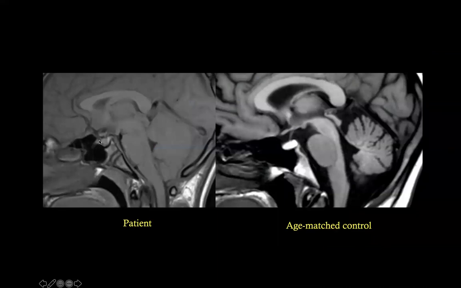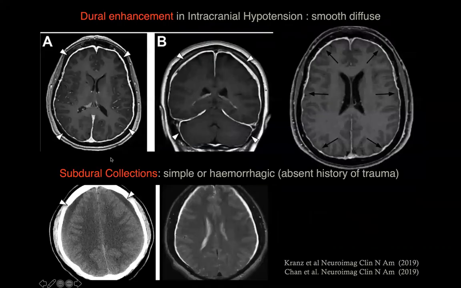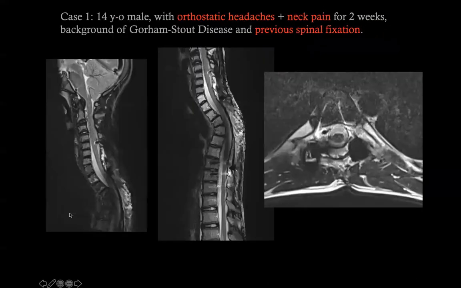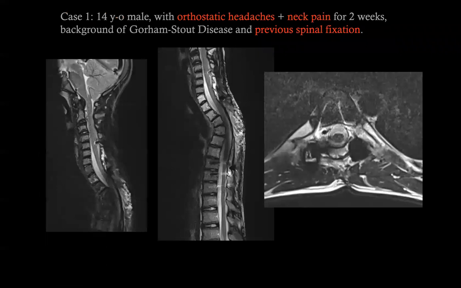So you can see the relatively bulky gland. What is missing is the contrast, and in fact, in patients with intracranial hypotension, and I will show you in a bit why that is, you have a thickening of the dura that you can see with contrast, and in rare cases, especially in children, it's very, very rare, you can actually have a subdural collection. So now you have all the findings related to intracranial hypotension, which we'll repeat in a bit.